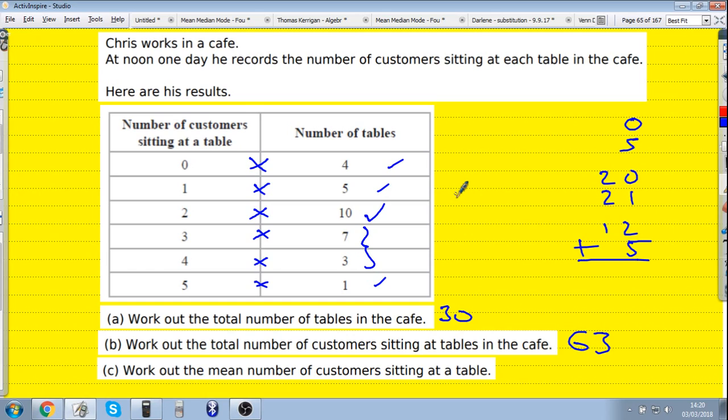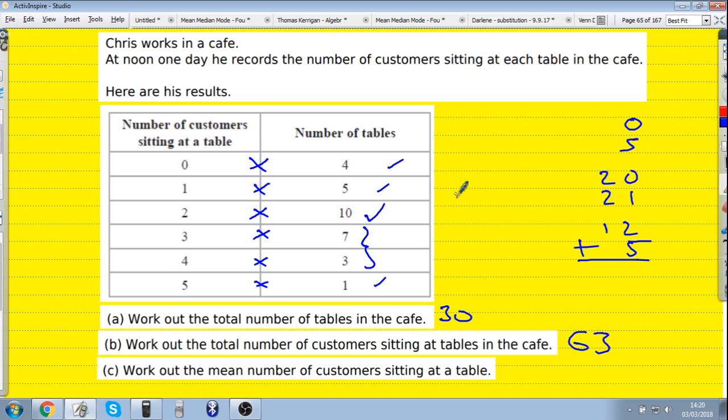So if you had 10 tables, 5 customers. 50. No. Let's say you had 20 customers and 10 tables. What would be the average number of customers per table? 20 customers, 10 tables. 2 customers per table. Yeah.